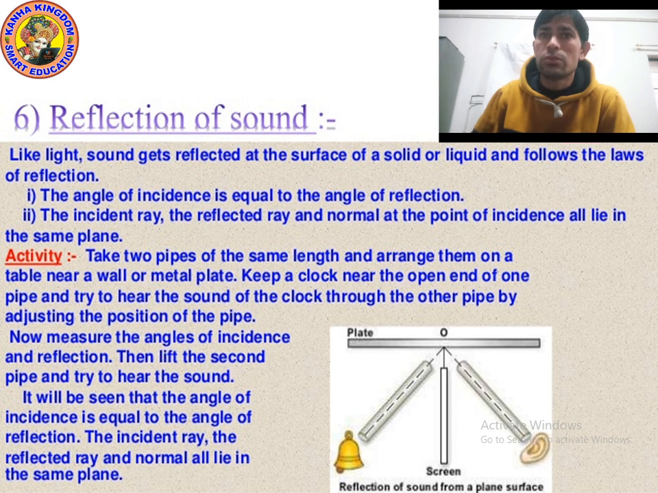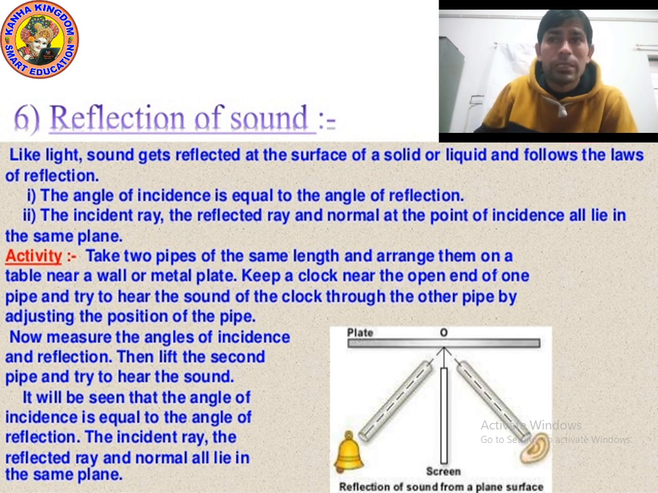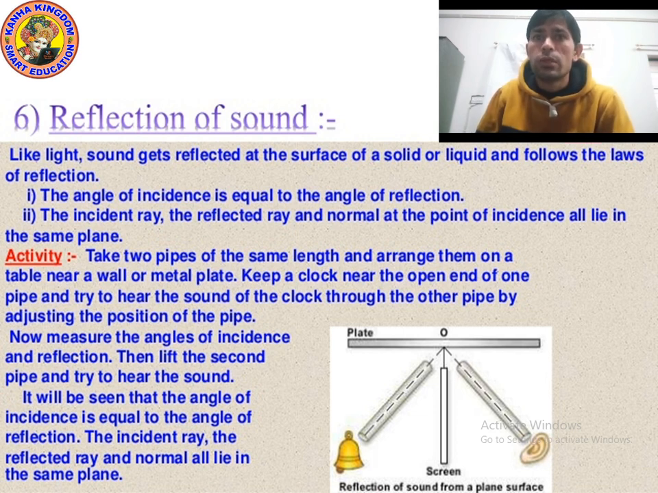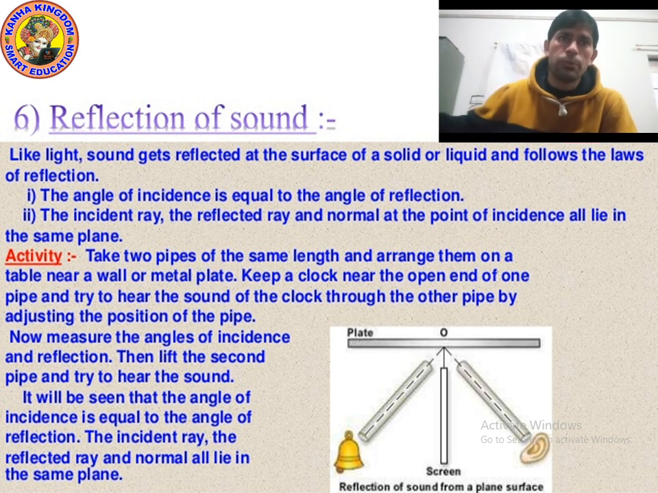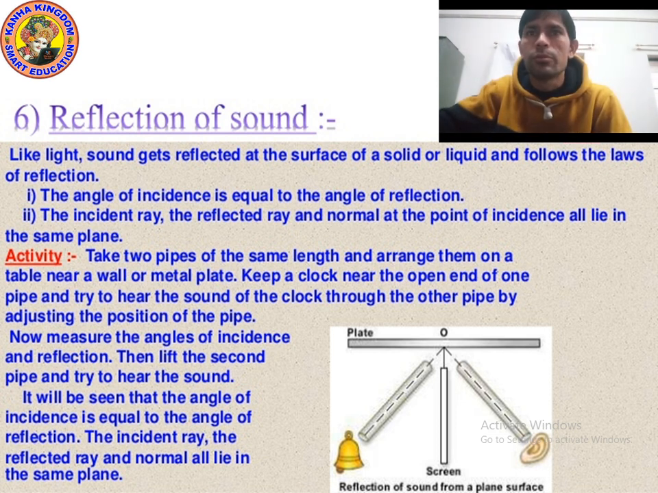By adjusting the pipe, measure the angle of incidence and reflection. You can measure it easily. Then lift the second pipe and try to hear the sound. It will be seen that the angle of incidence is equal to the angle of reflection, and the incident ray, reflected ray and normal all lie in the same plane. I hope you understood. Now let's move on to the next point.